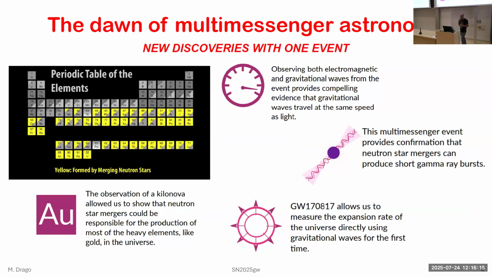For instance, it was a good estimation of the travel speed of the gravitational wave. We proved that short gamma-ray bursts are produced by neutron star mergers, and so something like that. We also tried to measure the Hubble constant that, of course, was not precise, but it proved the fact that multi-messenger is really a good thing that should be done by us.